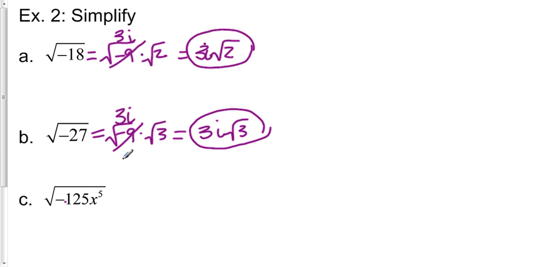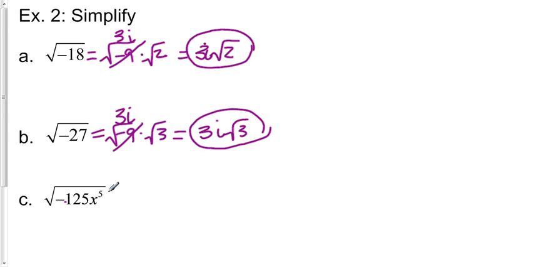Okay, last one. I've got negative 125. So again, you want to find a perfect square that divides into this. And right away, 25 is jumping out at me. Negative 125. The two factors that I would use here are negative 25 and 5. Now, we also have a variable in this example, x to the 5th. I'm going to show you how to split that up.